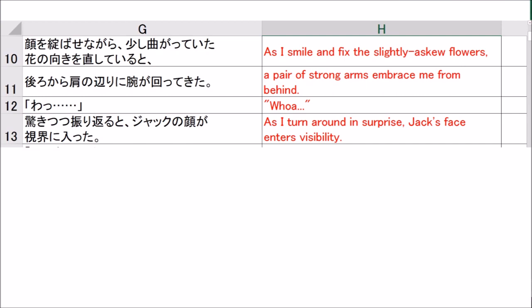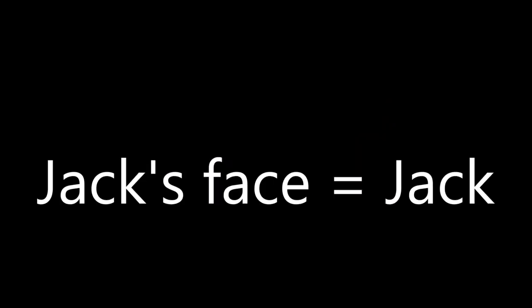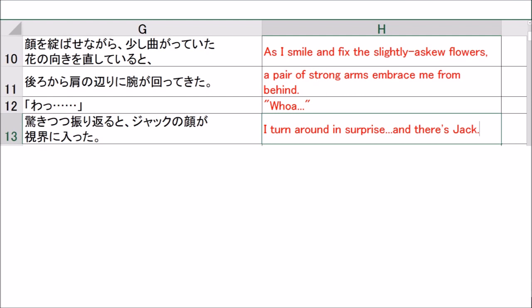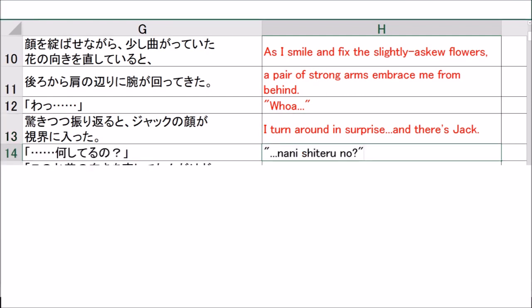It works, but I think we can do better. So yeah, no more face. Oftentimes Japanese will use the expression so-and-so's face, like I want to see your face, or I see your face, and it actually just means I want to see you, or I see you. So she's not seeing Jack's face, she's just seeing Jack. The whole enters my vision thing is also weird, so I went with, and there's Jack. Ooh, finally some dialogue. Nani shiteru no?